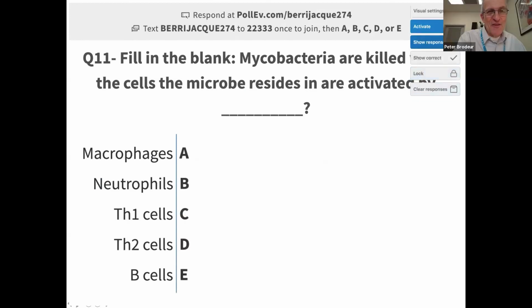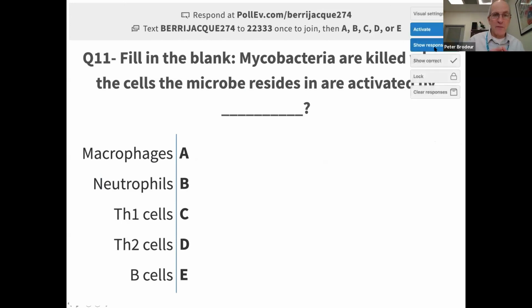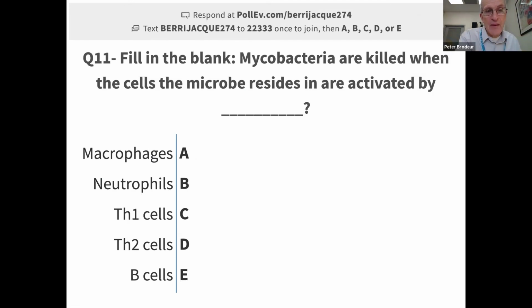Okay, so the first question is fill in the blank. Mycobacteria are killed when the cells the microbe resides in are activated by blank. In other words, the mycobacteria are living in a cell, and then they will be killed when that cell is actually activated to become a better killer cell.